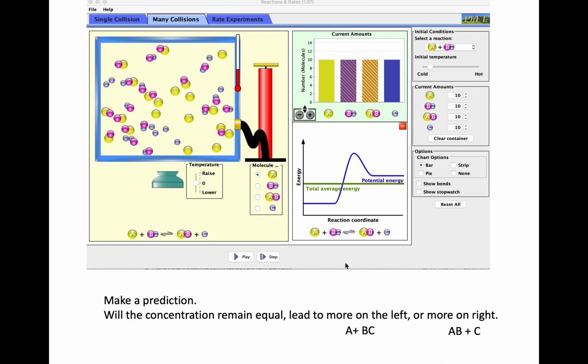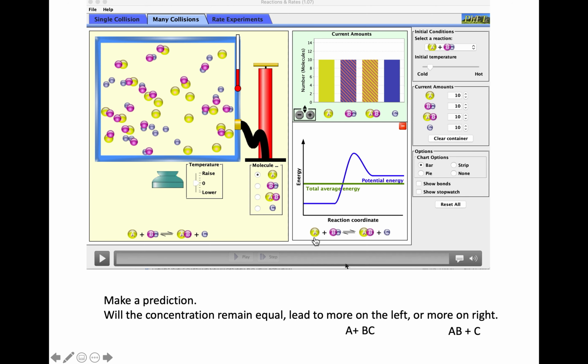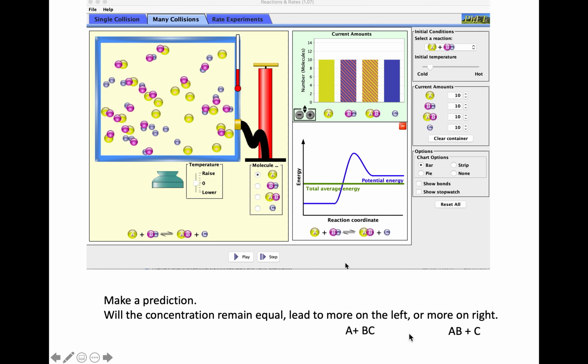What's going to happen when we run it now? Will the concentrations remain equal? Will a reaction take place that's going to lead to more on the left-hand side, which is the A plus BC, or more on the right-hand side? Make a prediction. Let's check it out.